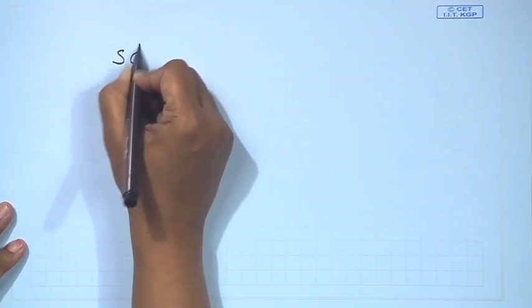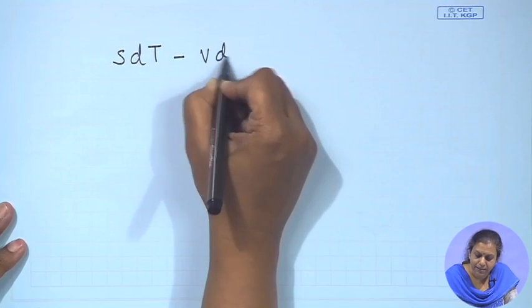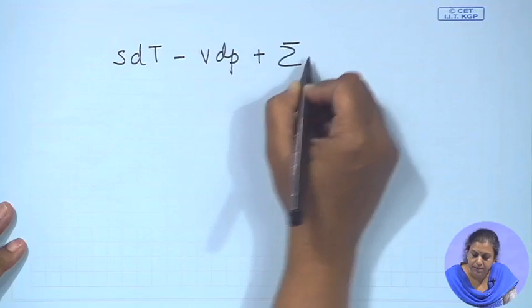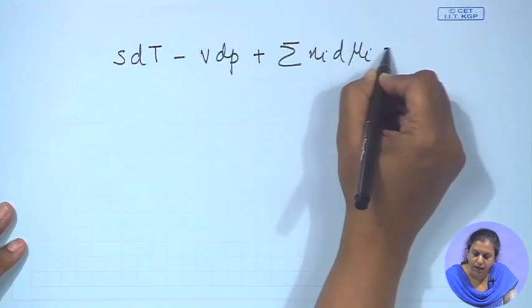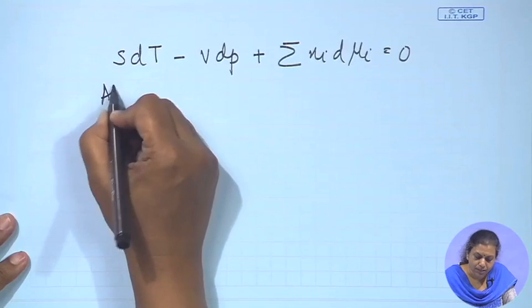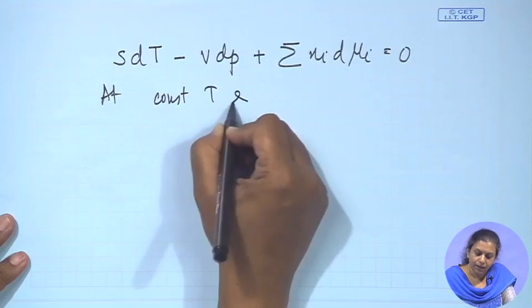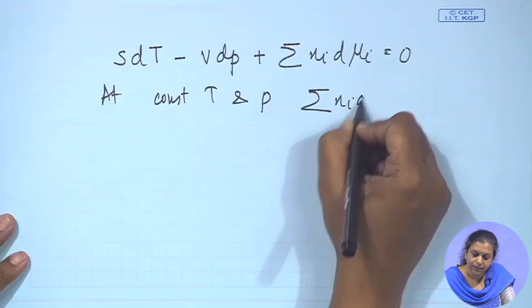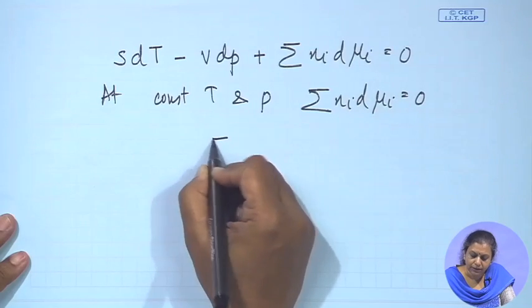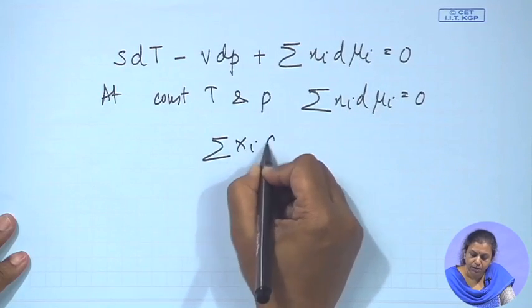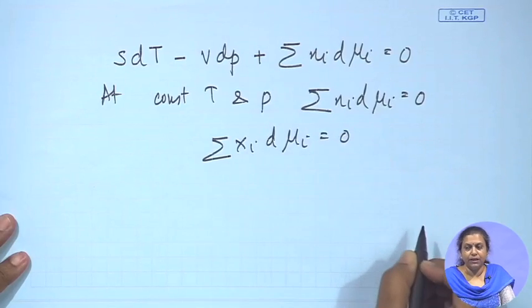And in this case also, just like the previous case, we can define the Gibbs-Duhem equation. In fact, the Gibbs-Duhem equation is much more convenient when we are defining it for multi-component systems. In this particular case, the equation becomes S dT minus V dP plus sigma N_i d mu_i equals 0, and at constant T and P, this becomes sigma N_i d mu_i equals 0, and if we divide it by the total number of moles, it becomes sigma X_i d mu_i equals 0.